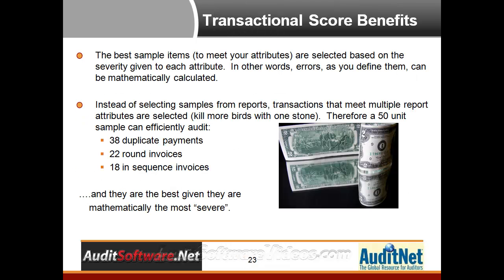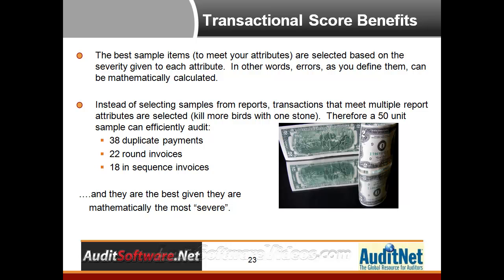What transactional scoring does, instead of scoring by vendor, is take each transaction and say that each transaction now is the sample unit that we're looking at. If that sample unit is what we're working on, we're then going to figure out how many reports it shows up on. And our goal here is to say, let's pick a 50 unit sample, because there's only so much time in a day to do auditing. So let's just pick 50.